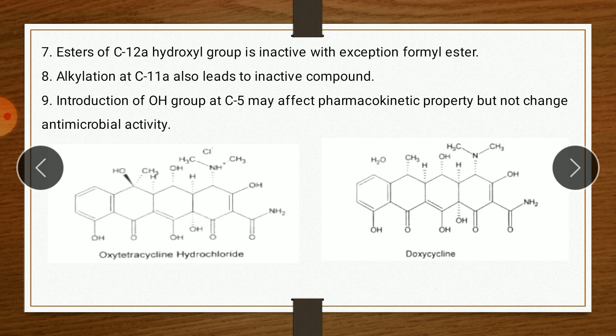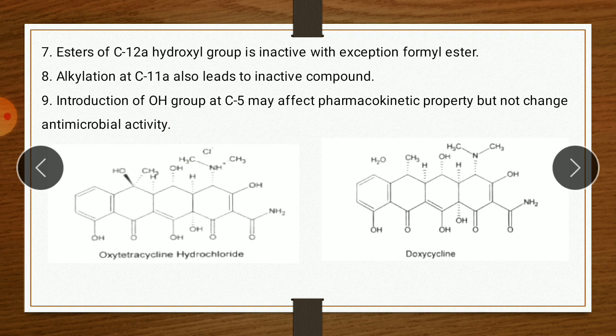Next point, eighth one, alkylation at carbon 11A also leads to inactive compound. Ninth point, introduction of hydroxyl group at carbon 5 may affect pharmacokinetic property but not change antimicrobial property. So if we introduce a hydroxyl group at carbon 5, then there is no decrease in activity but pharmacokinetic property is affected.